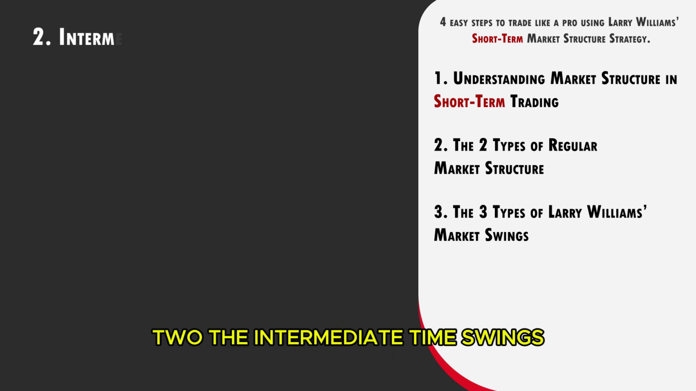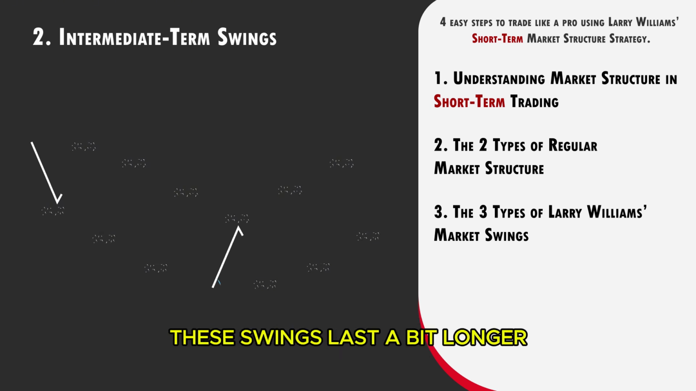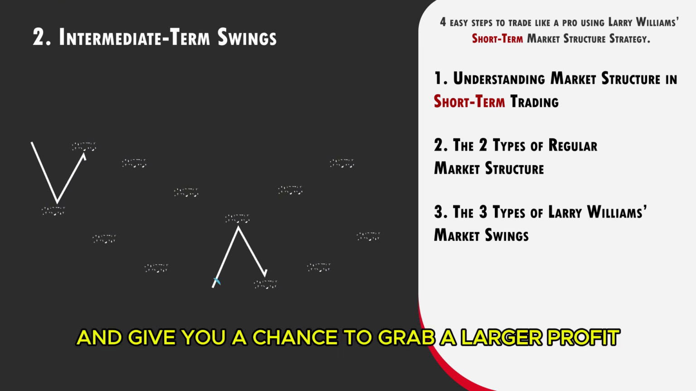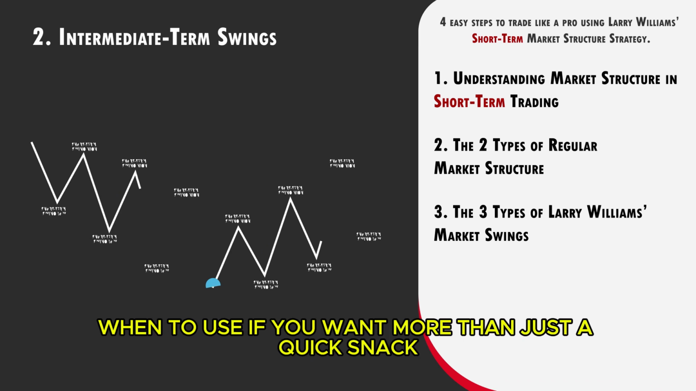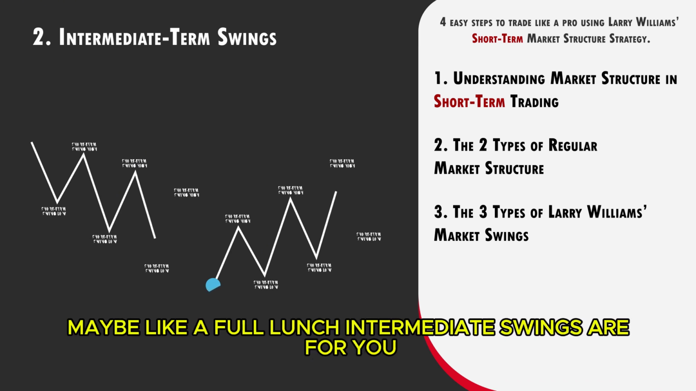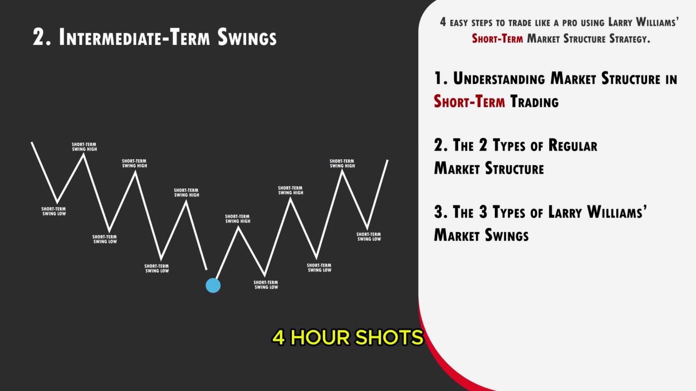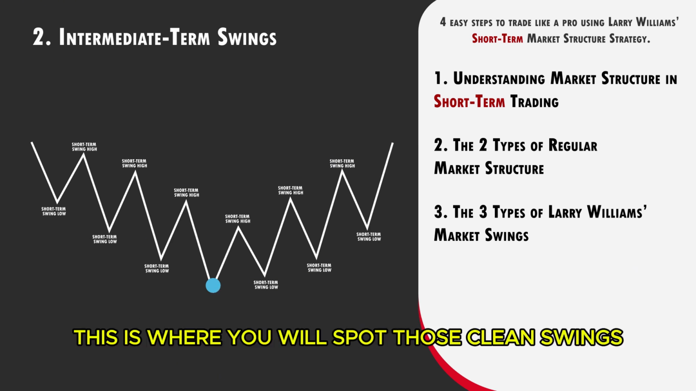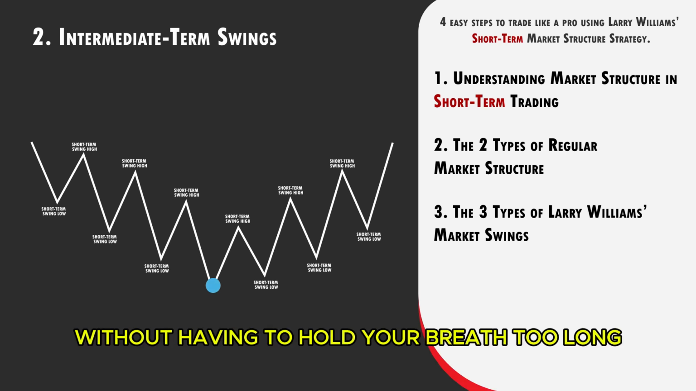2. The intermediate-term swings. Alright, now we are talking about capturing bigger moves, but without waiting forever. These swings last a bit longer and give you a chance to grab a larger profit while still keeping things short term. When to use it? If you want more than just a quick snack, maybe a full lunch, intermediate-term swings are for you. Key tip: look at the 1-hour and 4-hour charts. This is where you will spot those clean swings that can bring you bigger wins without having to hold your breath too long.